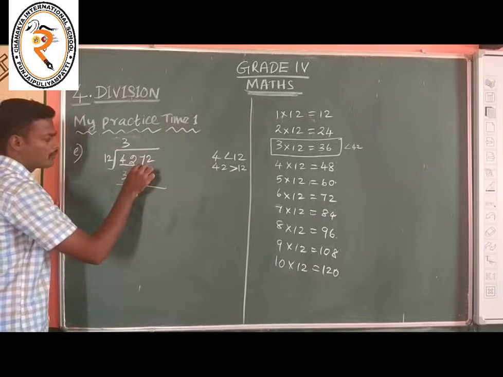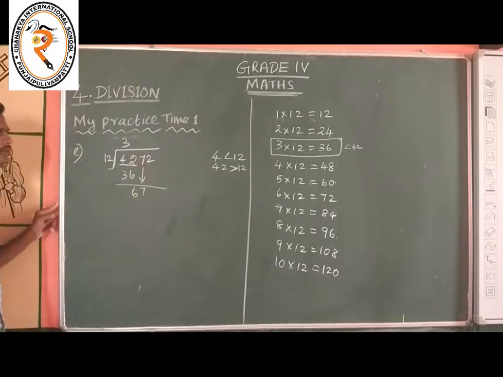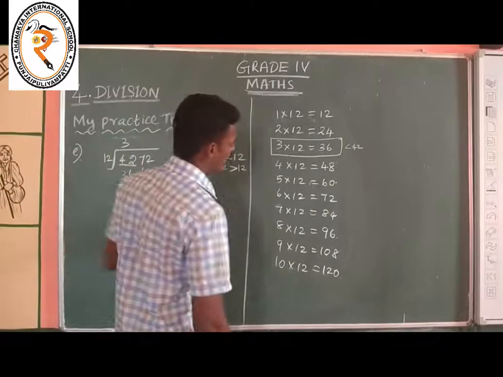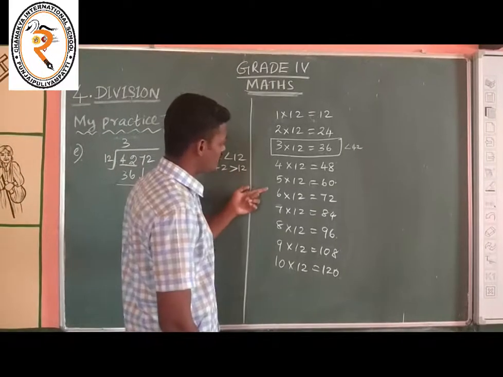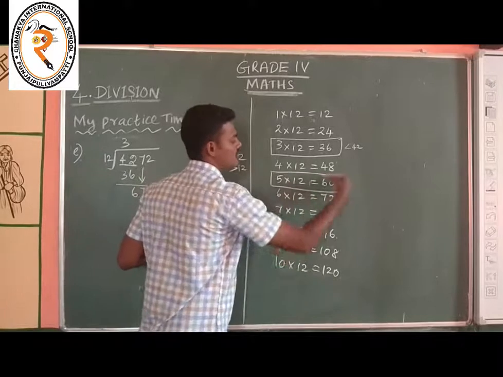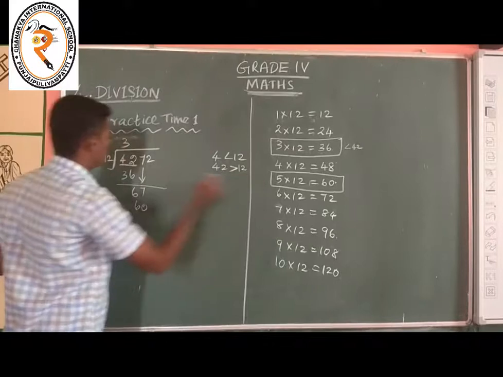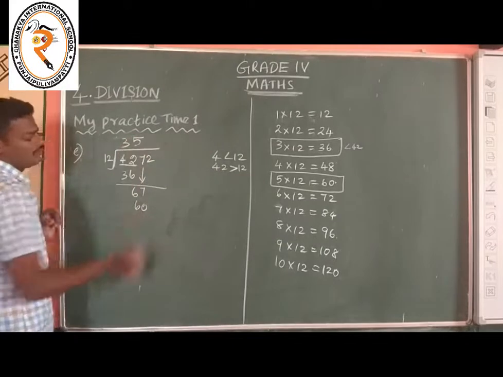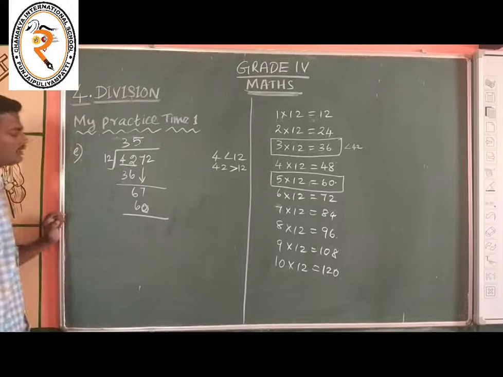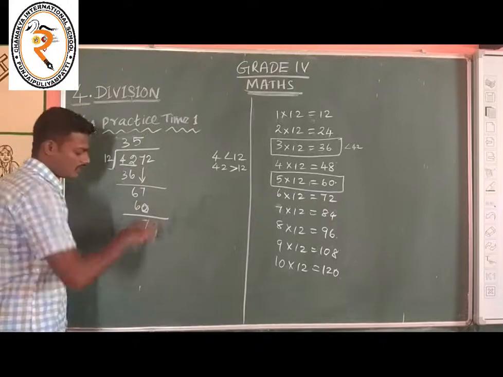Next, bring down the value 7. Select 67. 67 in the 12th table is not here. So the last value less than it is 60. 60 in the 12th table, how many times? 5 times. In the quotient we write 5. So subtracting 67 minus 60, remaining 7.